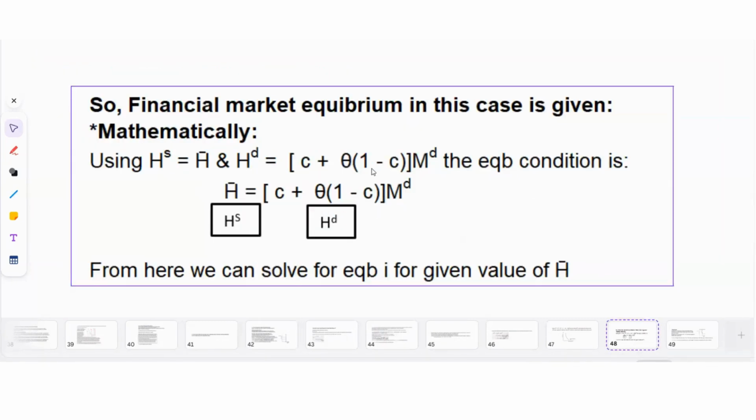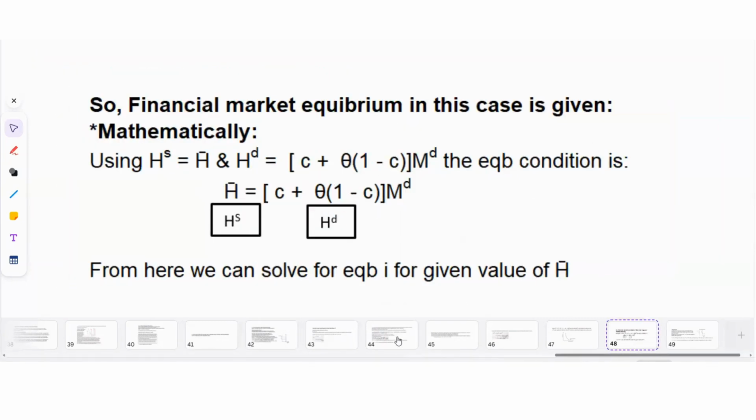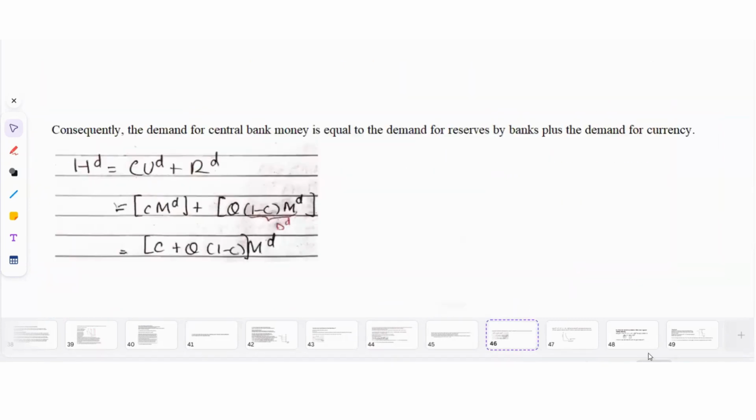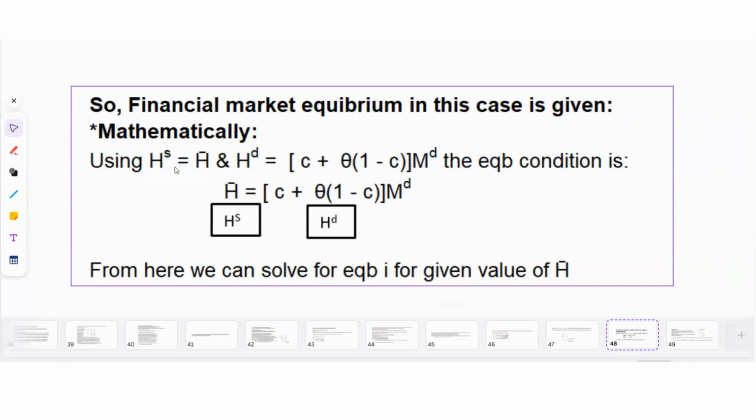Right, and HD we found as C plus theta times (1 minus C) times MD. This is something we looked at in detail. Okay, this is how we find HD. So we know, in this case, supply of central bank money HS is equal to H bar. H bar is the level set by the central bank, and HD we found is this. So then the equilibrium condition is simply H bar is C plus theta times (1 minus C) times MD.